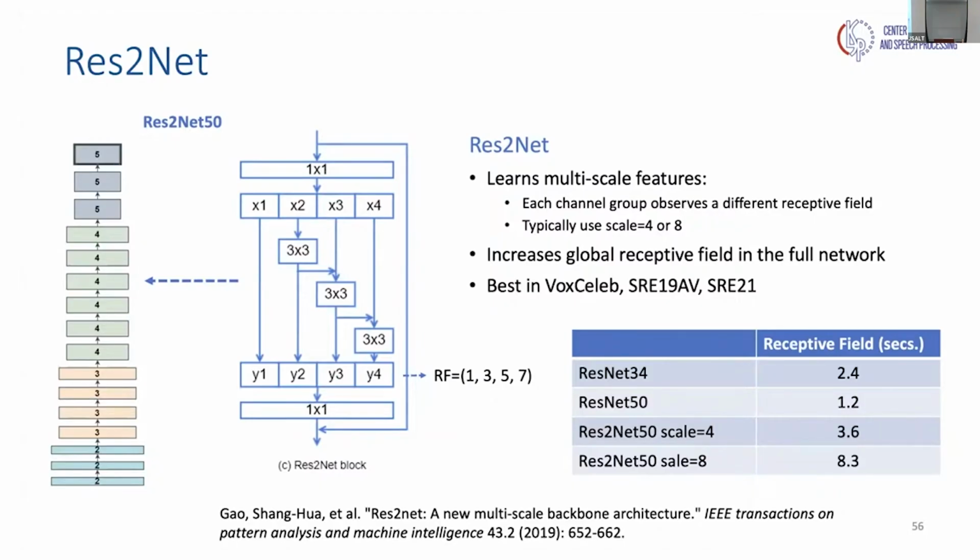So each output that you get from a ResNet34 is calculated based on 1.2 seconds in the future and 1.2 seconds in the past. And then if you use a Res2Net of 50 with scale 8, you are looking at 4 seconds in the future and 4 seconds in the past. So you are increasing the receptive field, and usually when you increase the receptive field, you get better results.